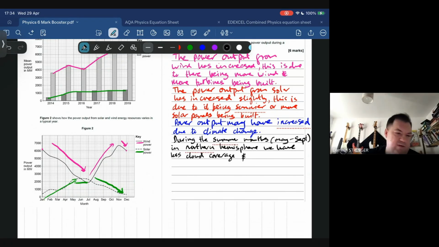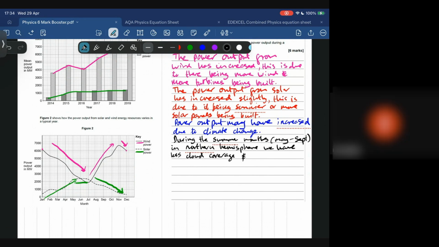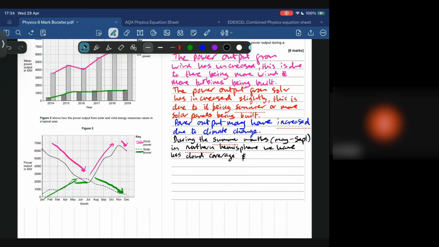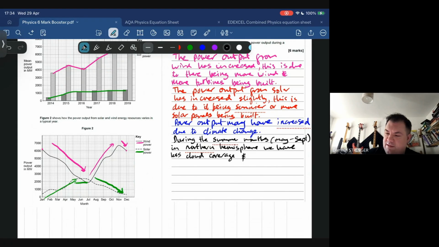I always think of it as more concentrated sunlight. Yeah. But also there's something else in summer, isn't there? The length of the days. Yeah. So, days are longer. So how do we tie all that together? During the summer months in the northern hemisphere, we have less cloud coverage and days are longer. So what we're saying?